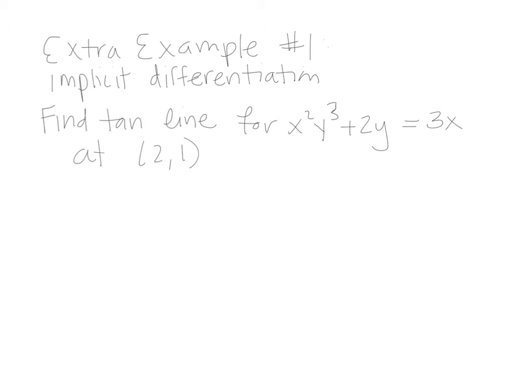Okay, this is the extra example number 1 from last time. I promised extra implicit differentiation questions, and this is the first of those. The question asks to find the tangent line for x squared y to the third plus 2y equals 3x at (2, 1). So if you would like to do this question without my prompting, go ahead and pause this now.